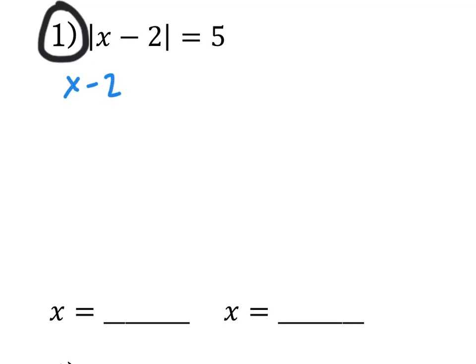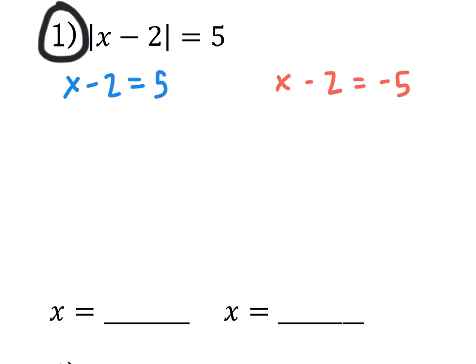x minus 2 equals 5, so that's the equation equaling the positive version, and then we also have x minus 2 equals negative 5. So we're setting up two equations here. We can drop the absolute value bars around x minus 2 if we create two equations using x minus 2. One equal to positive 5, one equal to negative 5. And now that we're at this point, we get x by itself in both of these equations, and we'll have two answers.